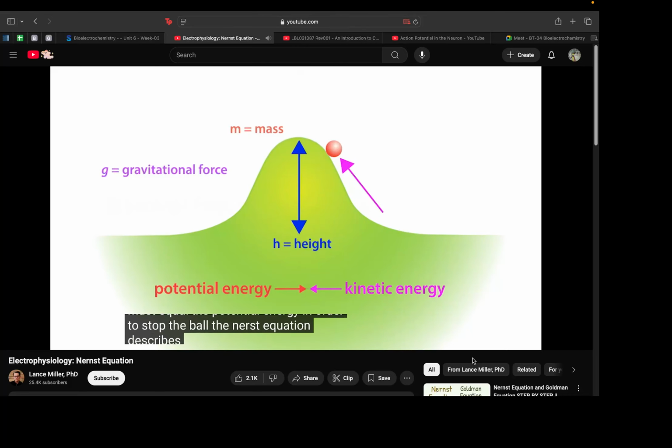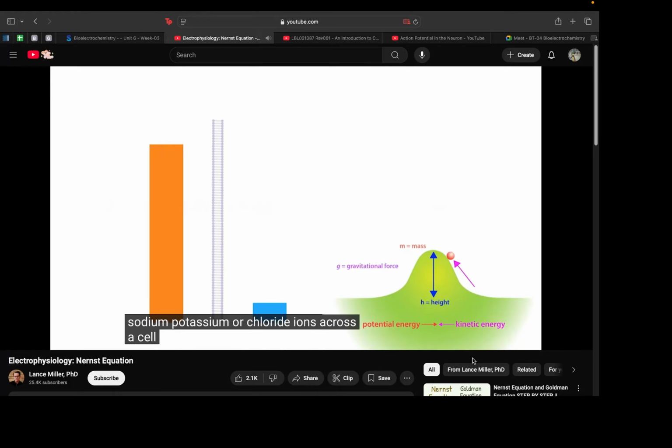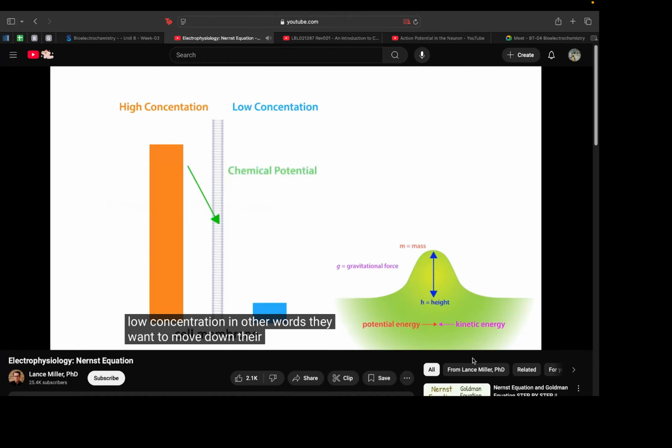The Nernst equation describes a very similar process for the movement of charged particles like sodium, potassium, or chloride ions across a cell membrane. Like the ball on the hill that wants to roll down, molecules want to move from high concentration to low concentration. In other words, they want to move down their concentration gradient. The size of the concentration gradient can be quantified using the chemical potential equation. Now, if we want to prevent the charged molecule from moving down its concentration gradient, we must apply an opposing force. In this case, that opposing force is referred to as the electrical potential.